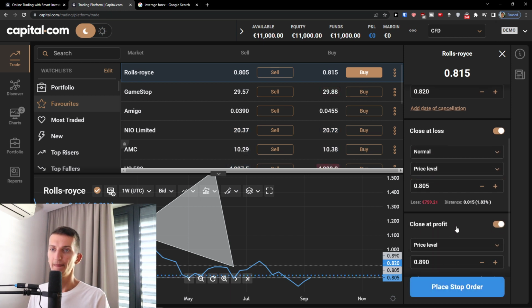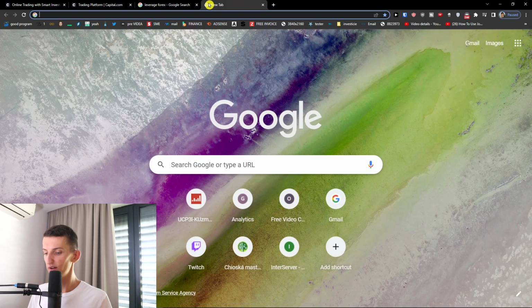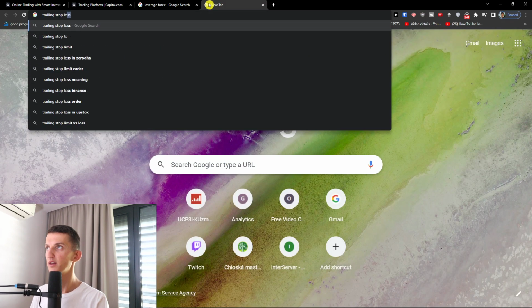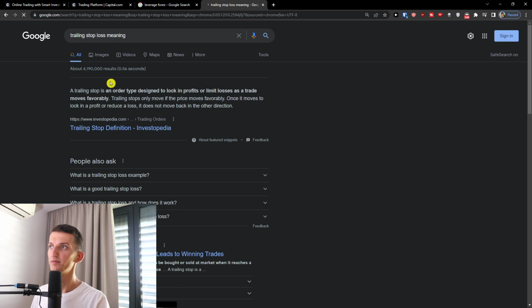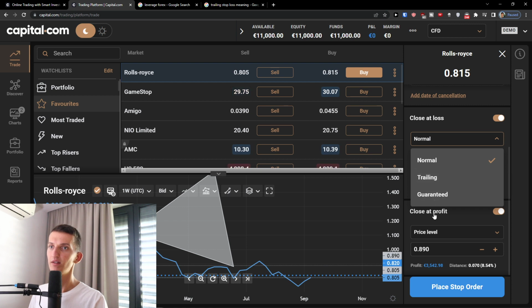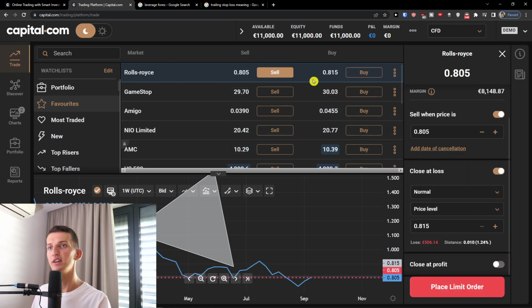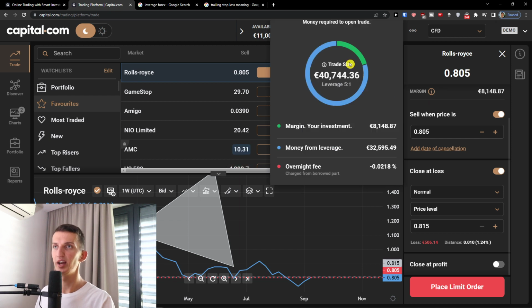And yeah. And when you go here, trailing stop is an order type designed to lock in profits or limit losses as the trade moves favorably. And to sell is the same way, and you're always going to have the margin here. Leverage 1 to 5. So see ya and goodbye.